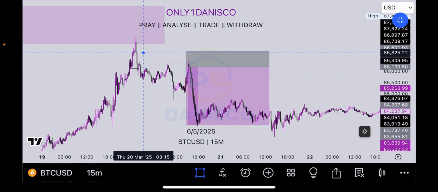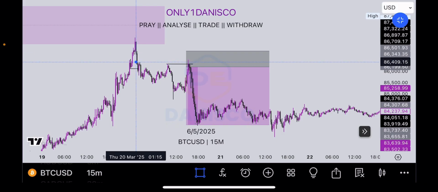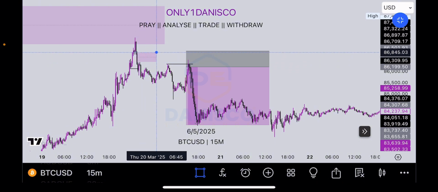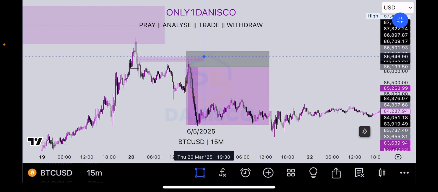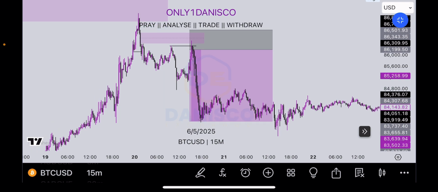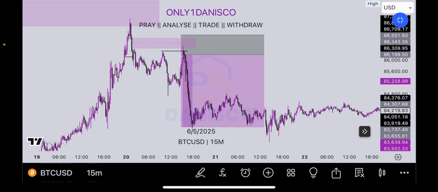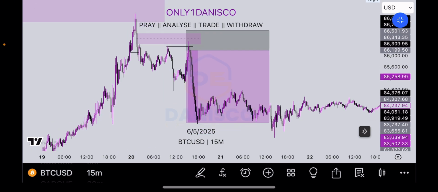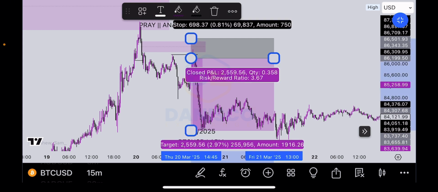After that change of character, what I did was I saw this fair value gap. This is where I marked that fair value gap out. It was the fair value gap I used in my entry. You can see price came back and tapped on that fair value gap. Now see, I had a nice entry.